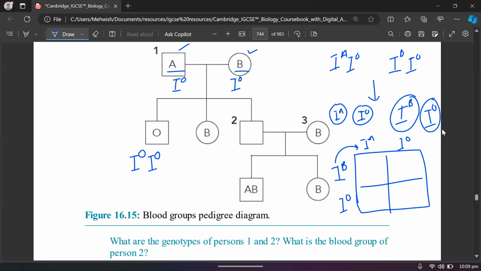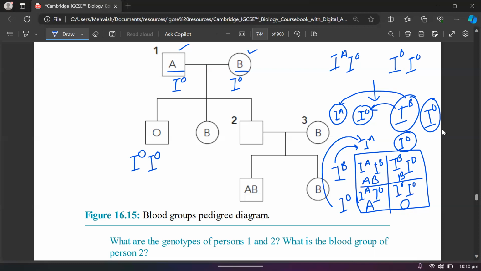Because this is chance fertilization, when this gamete fertilizes with this gamete, there are chances for them to have a child with blood group AB. This is the phenotype and this is the genotype. This B also has a 50% chance to fertilize with the gamete that has the recessive allele O, so it will produce an individual with blood group B. When this gamete fertilizes with this, it produces IA and IO. And when this gamete fertilizes with this, it will produce IO.